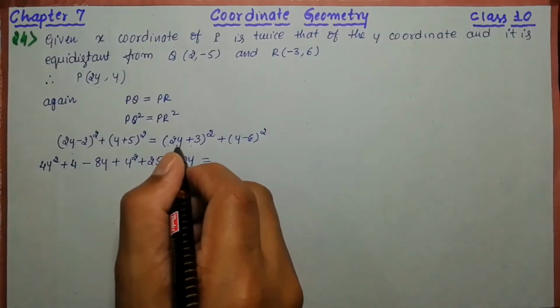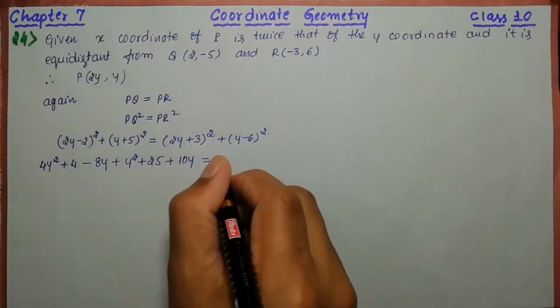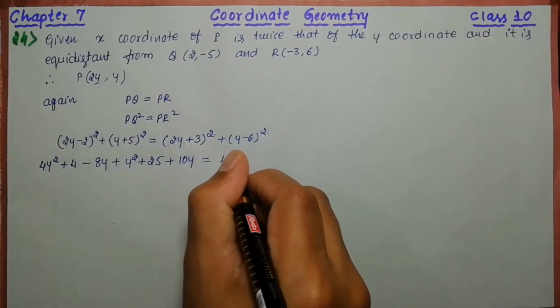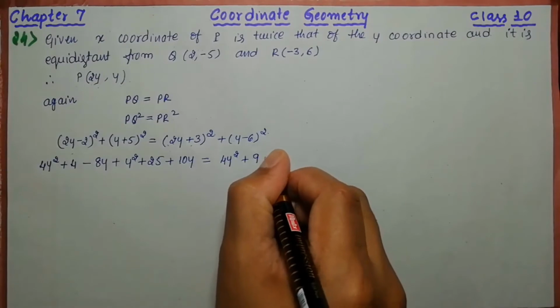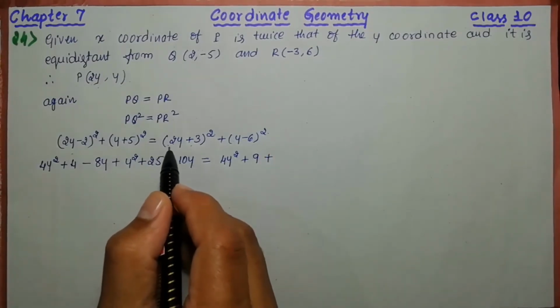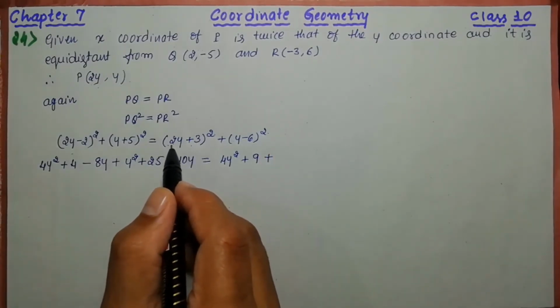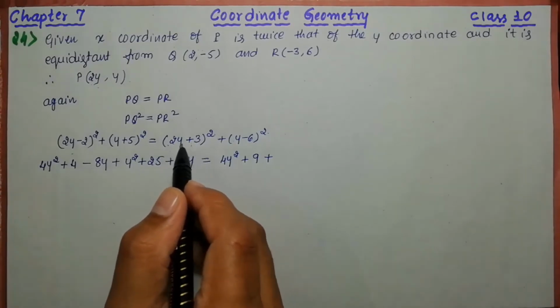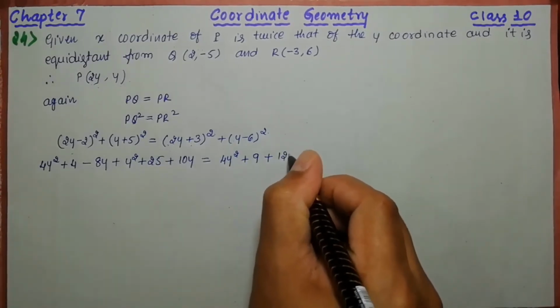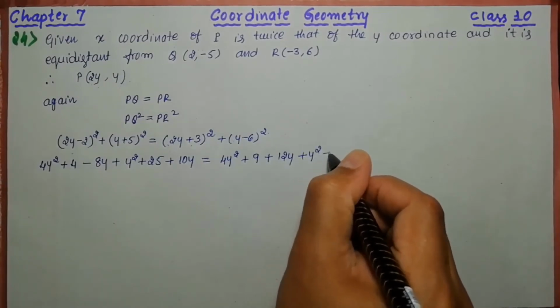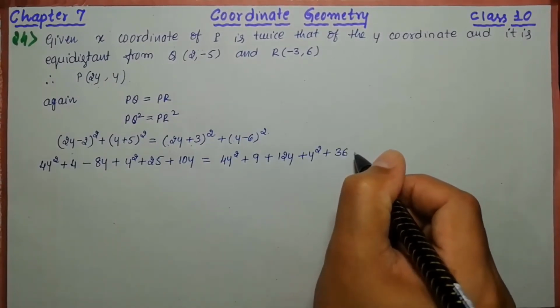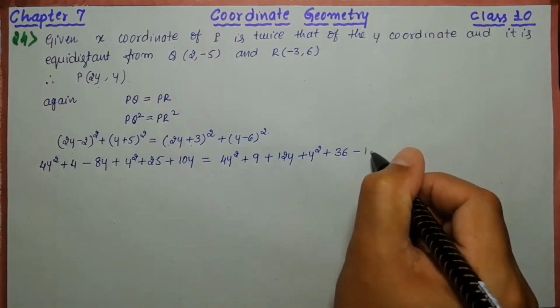So now look at here, (2y plus 3) whole square. Once again, here (2y) whole square means it will become 4y square, and then 3 square means 9, and then plus 2 into 2y into 3, 2 into 2 is 4, 4 into 3 is 12, 12y. Okay, it will become 12y, and then here (y minus 6) means y square plus 6 square means 36, and then minus 6 into 2, 12y.